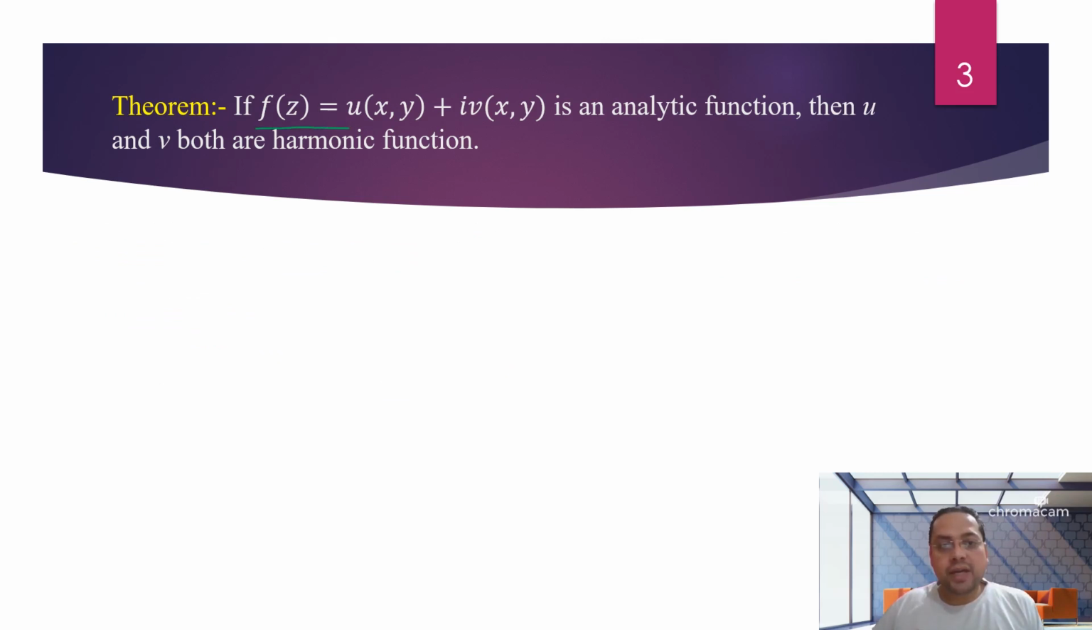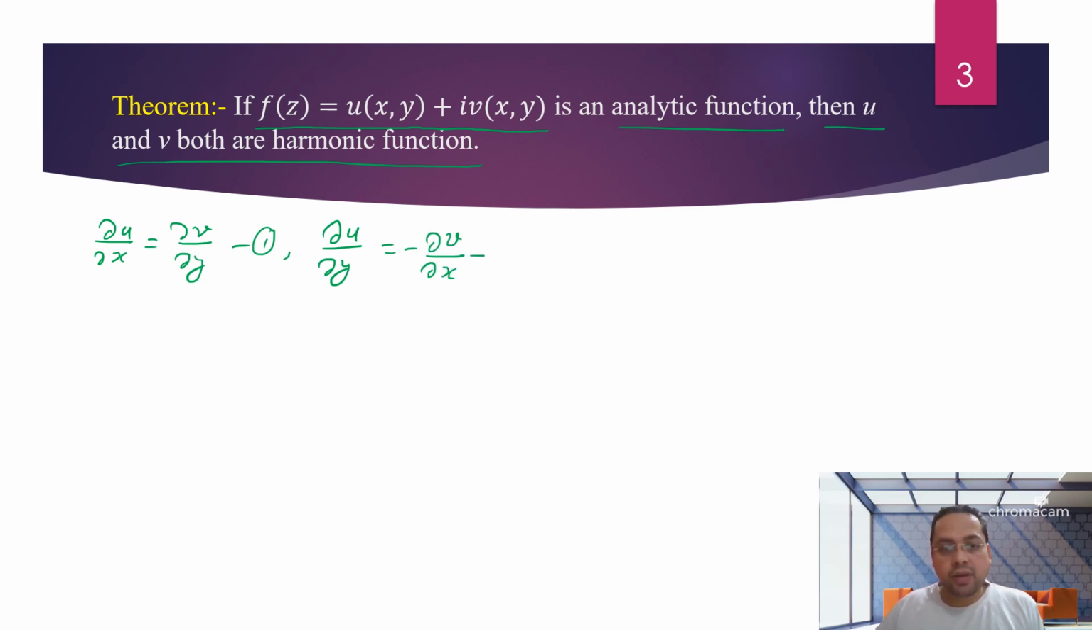If f(z) is equal to u(x,y) plus iota v(x,y) is an analytic function, then u and v both are harmonic functions. Because u and v are harmonic conjugates, they satisfy the CR equations. That means del u by del x is equal to del v by del y, equation 1, and del u by del y is equal to minus del v by del x, equation 2.